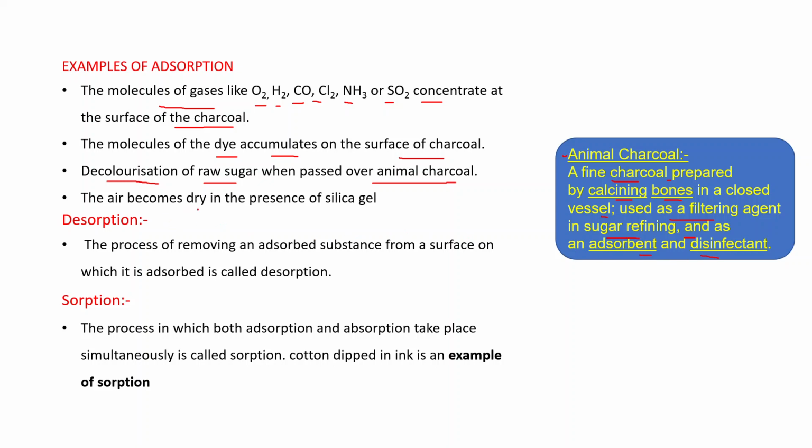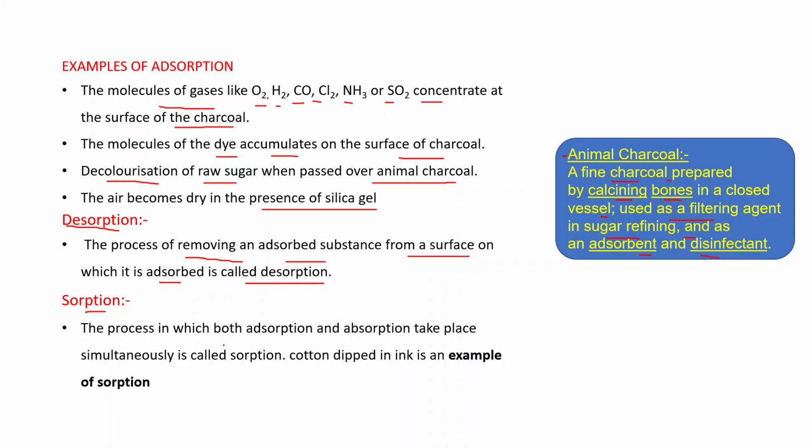The air becomes dry in the presence of silica gel. Air contains moisture. If you want to remove this moisture, if we put some silica gel in that small area, then silica gel adsorbs the moisture from the air. Desorption. The process of removing an adsorbed substance from a surface on which it is adsorbed is called desorption. Simply we can say this is the reverse of adsorption.